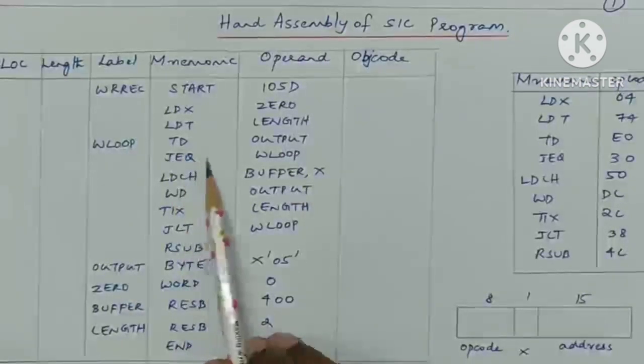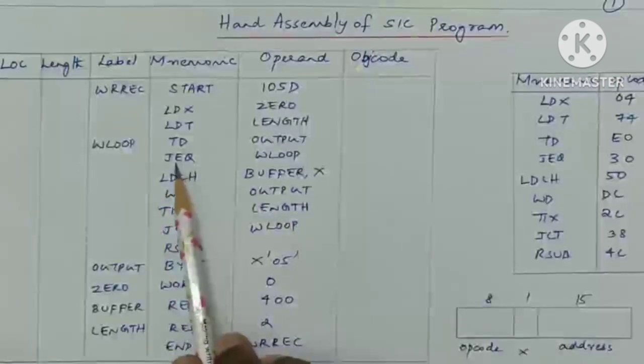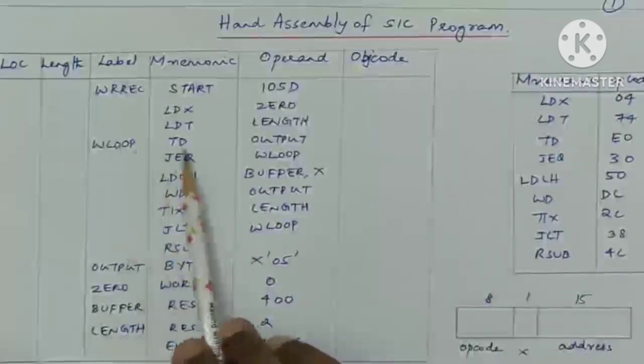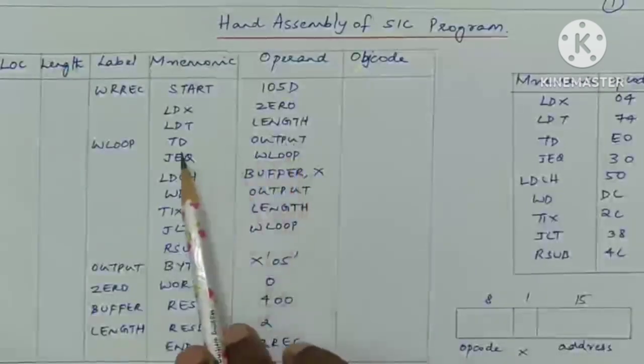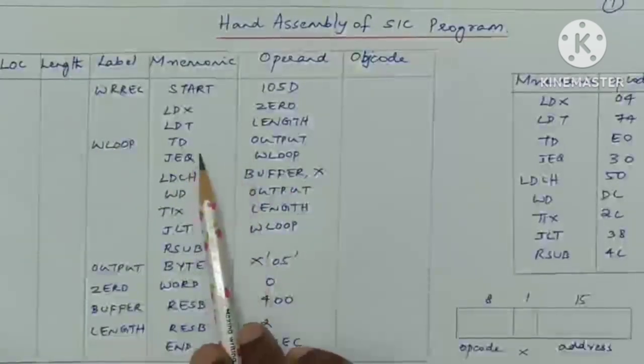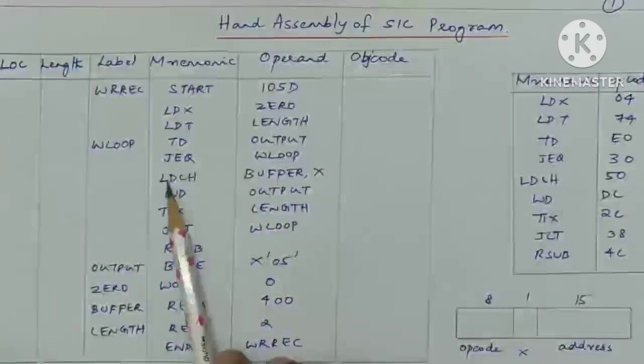So until the status code is equal, and equal means the device is busy, there is JEQ, jump on equal to. If it is equal, you jump back to this location and keep testing the device until the device becomes free. When the status code is not set as equal, this condition will not be met, and it will come to the next instruction.